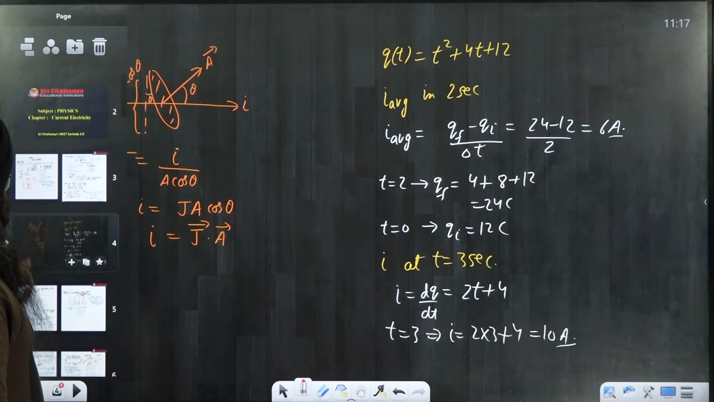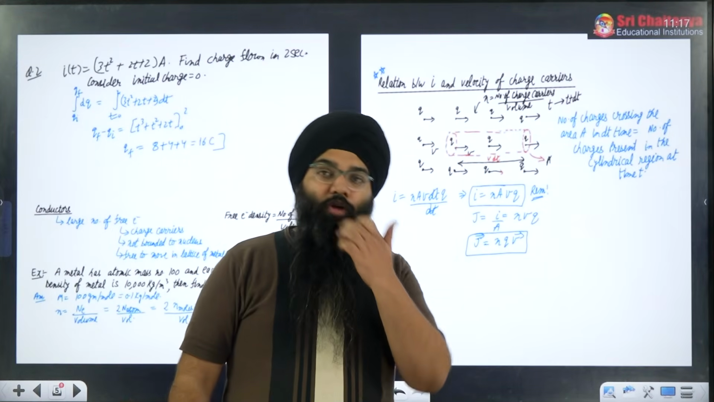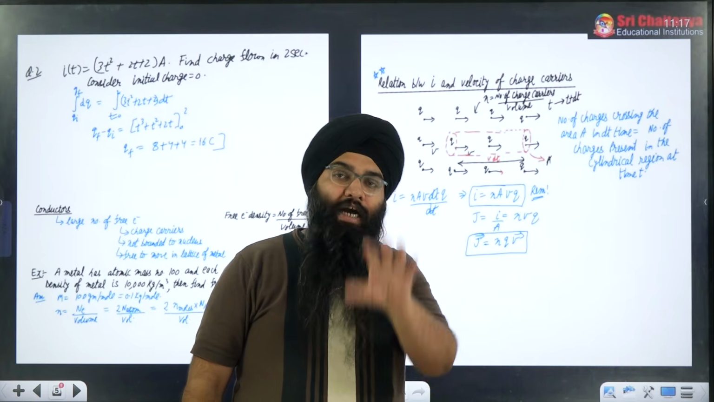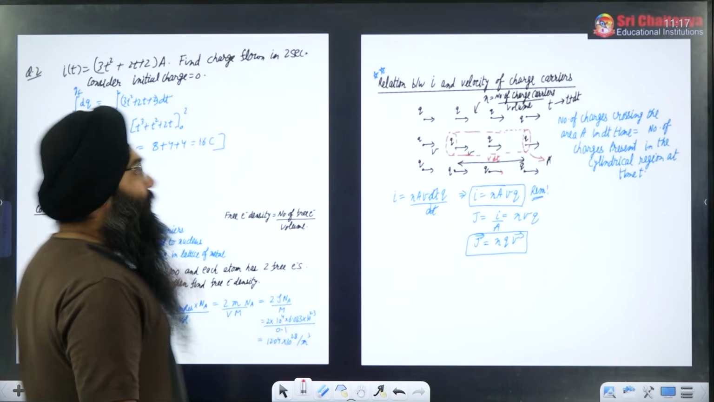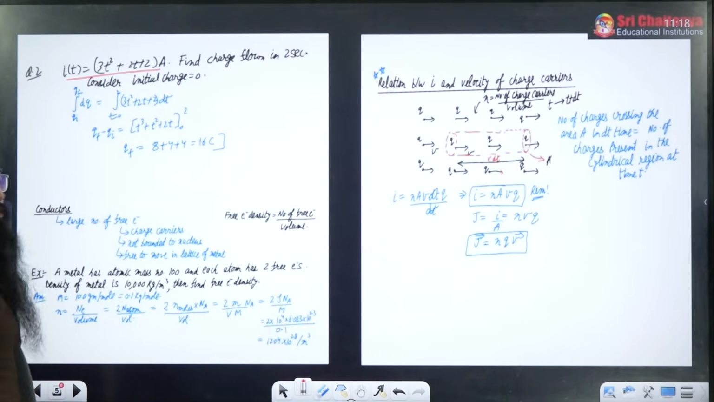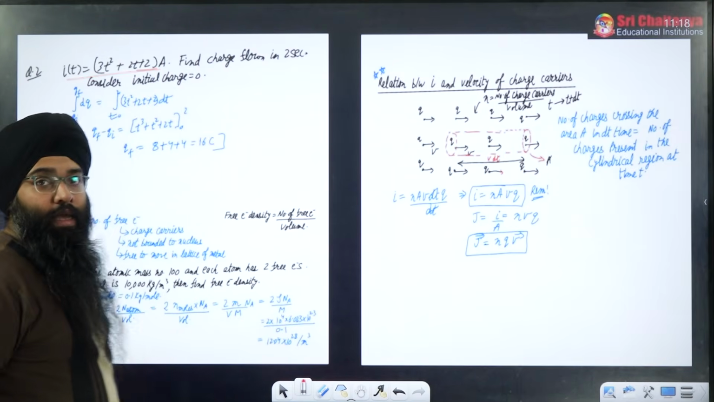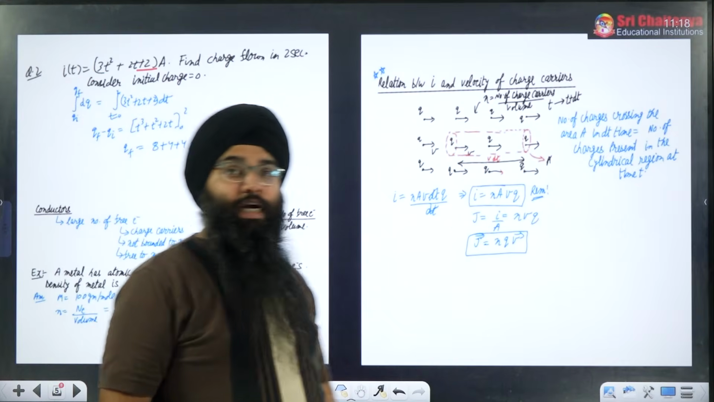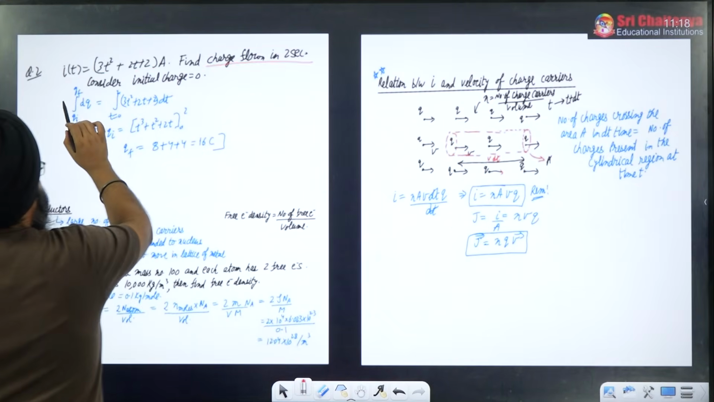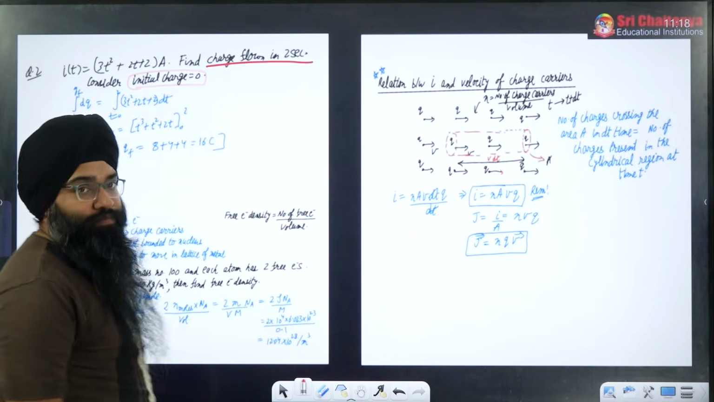So in the next case, we will discuss one more question. The first question was when I was telling you to find the current if charge as a function of time is given. But in this question, current as a function of time is given. Current is given as 3t square plus 2t plus 2, and they are asking you to find the charge flown in 2 seconds. They are asking you to take the initial charge to be 0.